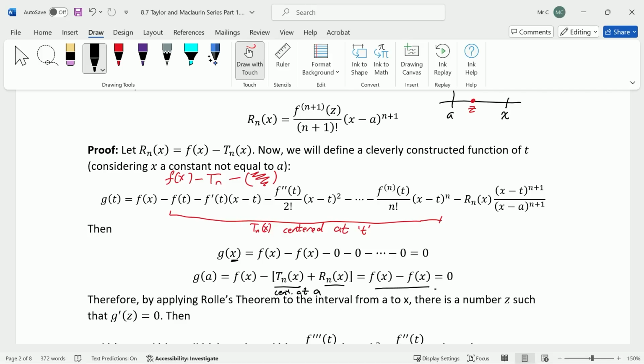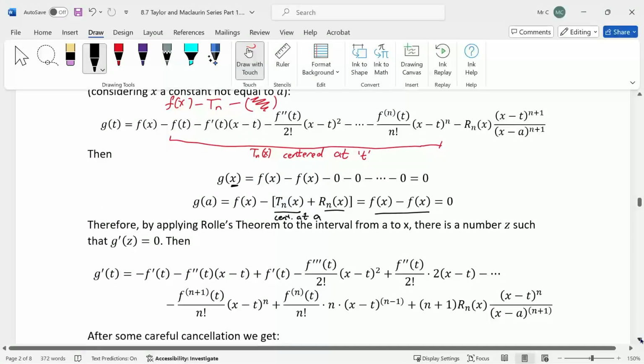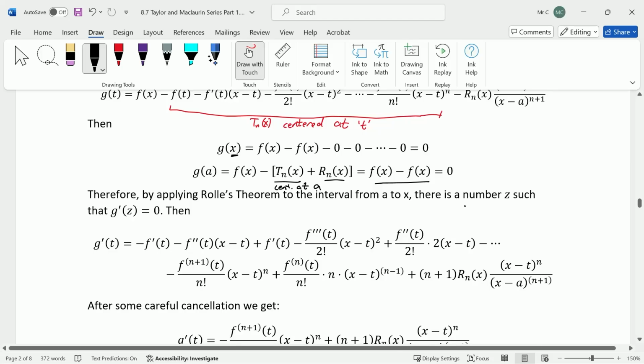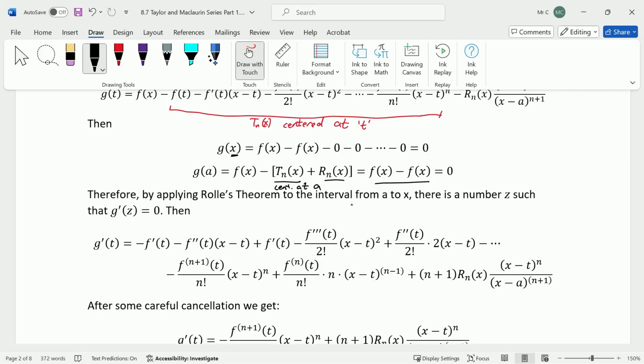So that means we can apply Rolle's theorem because we have 2 points, a and x, where the function g of t here is 0 at both points. And so Rolle's theorem tells us that there is a z, and that z is in the interval from a to x, such that the derivative at z is 0. So let's take a look at the derivative for g prime of t.